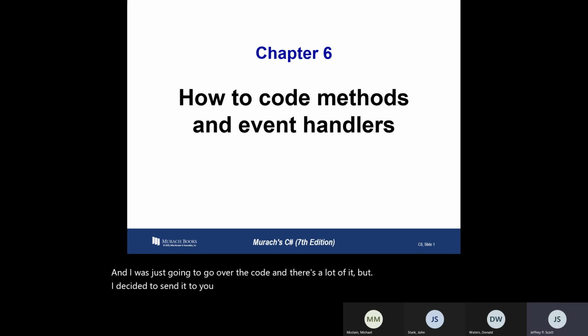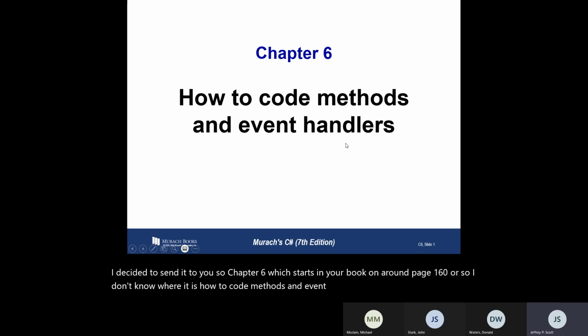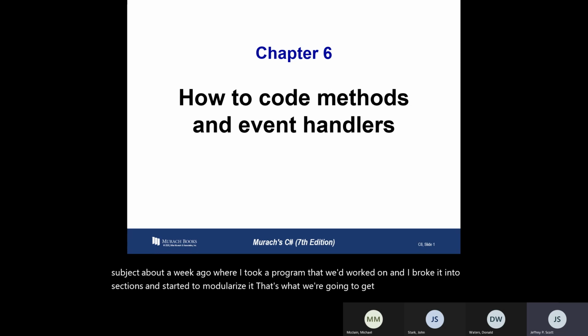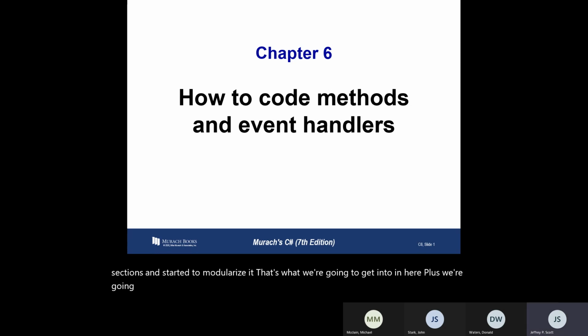So Chapter 6, which starts in your book on around page 160 or so, I don't know where it is, covers how to code methods and event handlers. I started to get into this subject about a week ago, where I took a program that we'd worked on and I broke it into sections and started to modularize it. Well, that's what we're going to get into in here. Plus, we're going to talk about event handlers.